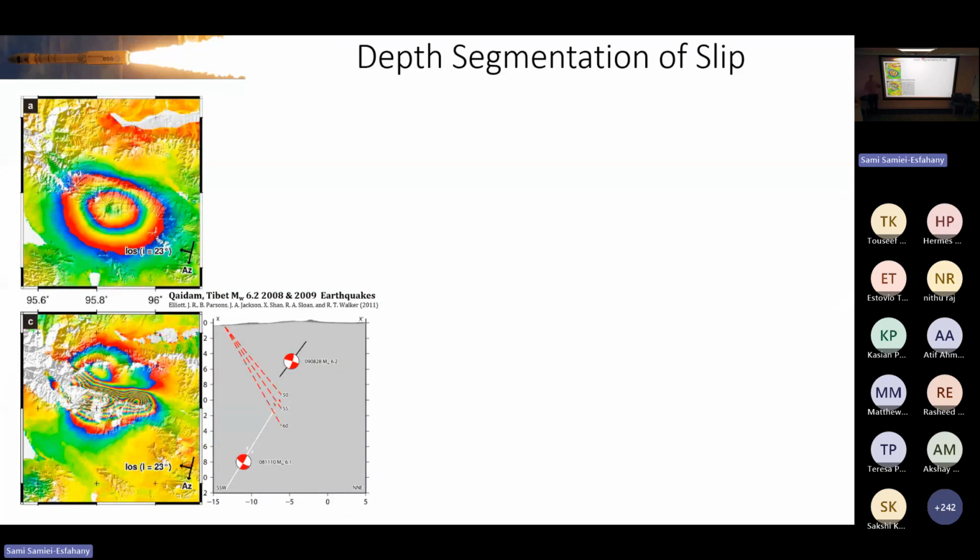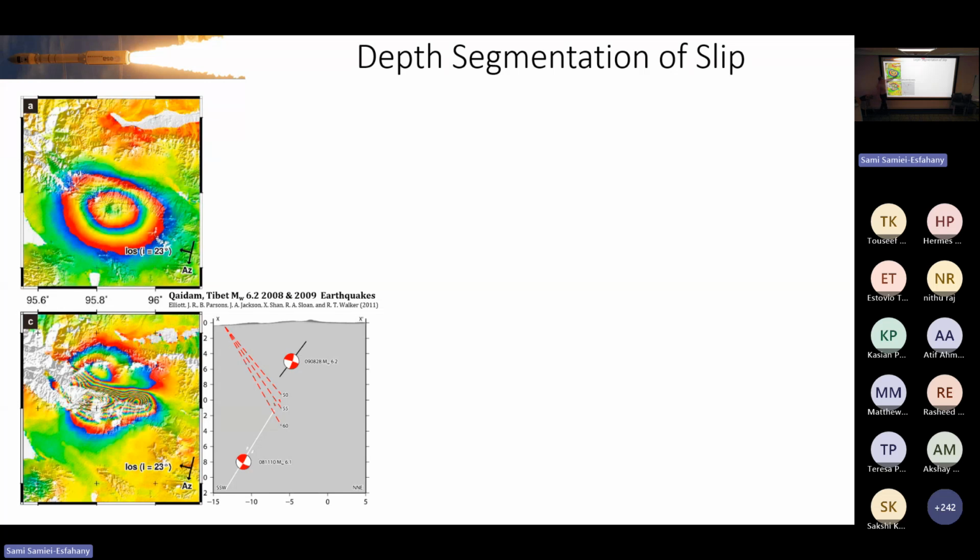Also, we want to look not just along strike at the way faults break up into different segments, we can look at how they do at depth. So here's an example of a deep earthquake in the Qaidam Basin, very smooth, long wavelength signal. And an earthquake that happened about a year later, exactly the same magnitude, the same place, but it's got a lot more fringes. So it's the same size earthquake, but it's got a lot more surface deformation. It must have been near the surface.